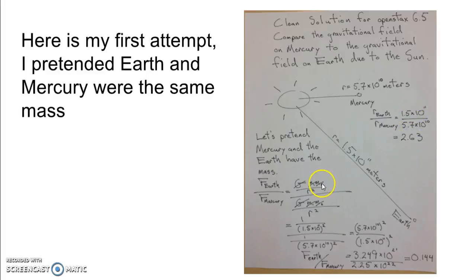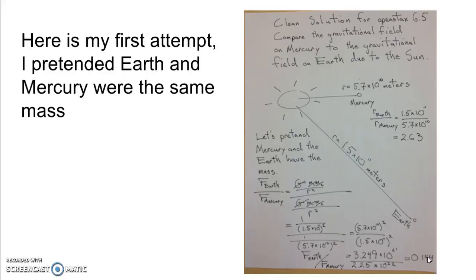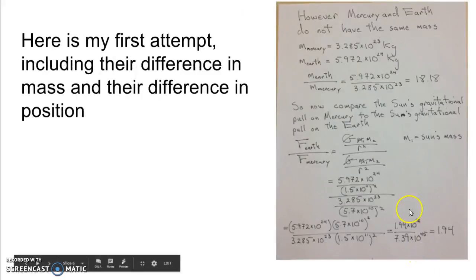So I played a game where I said, let's pretend the two masses are exactly the same. And I calculated the force on Earth to be 14% of the force on Mercury. Except they're not the same masses. So now I compared not only the difference in their separation, but the difference in their masses.